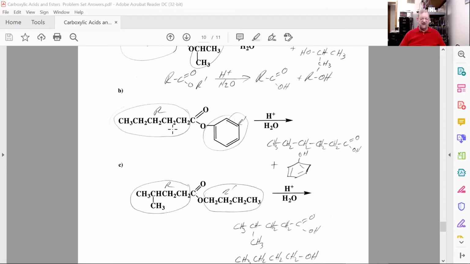Example here, here's R, because I have an ester. Here's R prime, acid and water, R carbonyl OH, the carboxylic acid I would have used to make that ester. And here, the ring will have a hydroxyl group, a phenol, and this is the alcohol you would have used to make that.